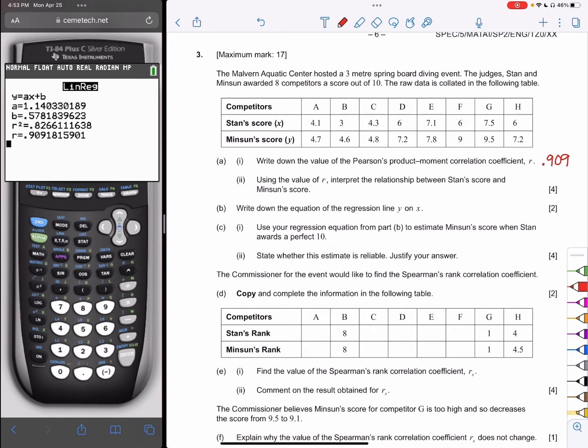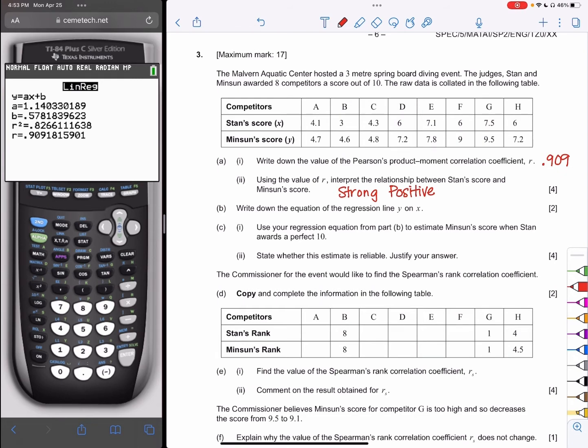So now it says, using the value of R, interpret the relationship between Stan's score and Minsun's score. So we can already tell here that since we have 0.909, we already know that this is a strong positive relationship. And it's actually a very strong positive relationship because it's close to 1.